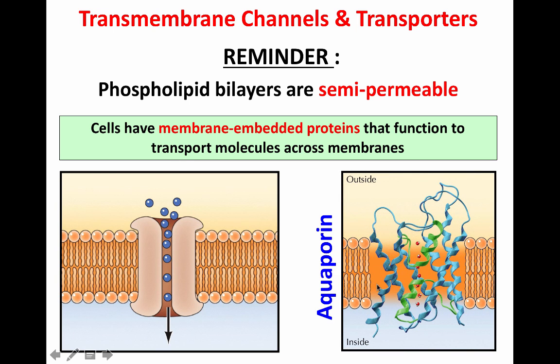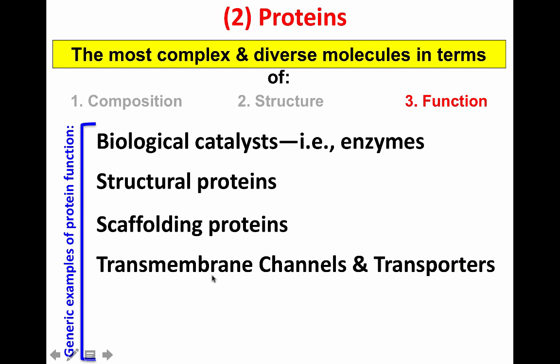Shown here is a more accurate depiction, a ribbon diagram of such a channel protein. The name of this is aquaporin. Nothing to memorize, it's just to show that it's a specific example of a specific structure of a channel protein that transits a phospholipid bilayer, and this molecule here is showing a molecule that is passing through it and across the membrane. Okay, so there's transmembrane channels and transporters.